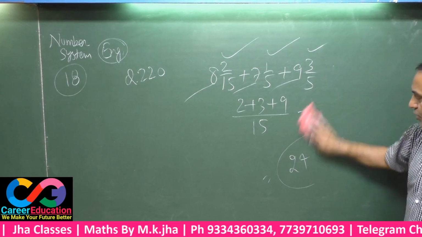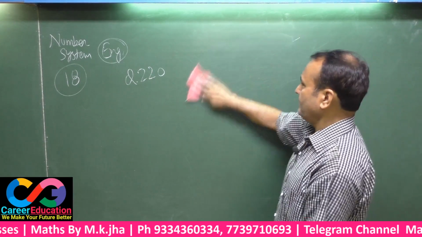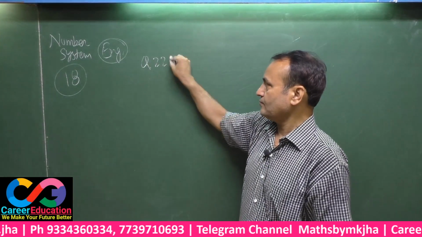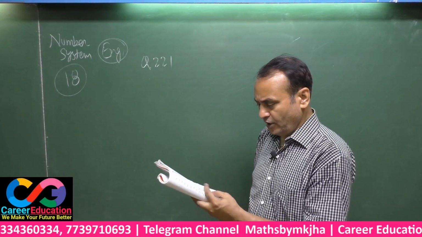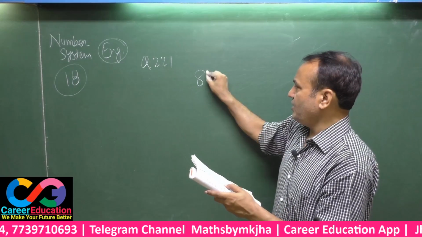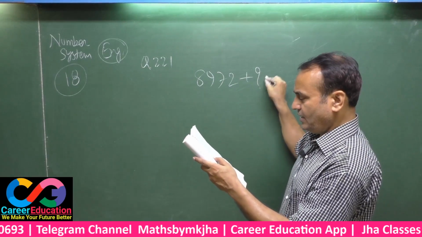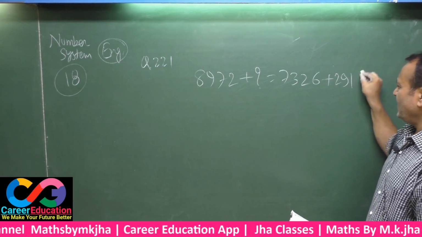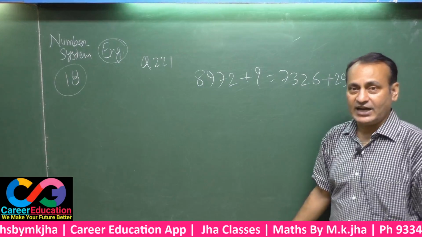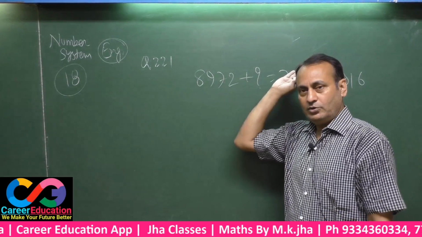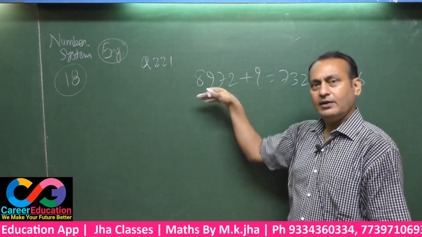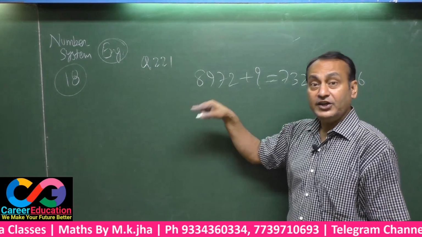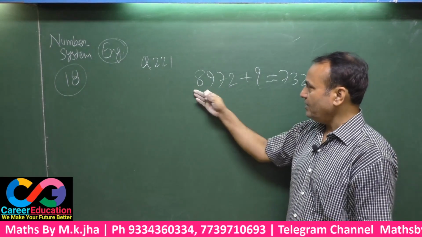The next question is 221. See, 221 is like this: 8972 plus what equals 726 plus 2916. That means this is plus what? You have to send this number rightward, that means it will go across the sign and become negative.